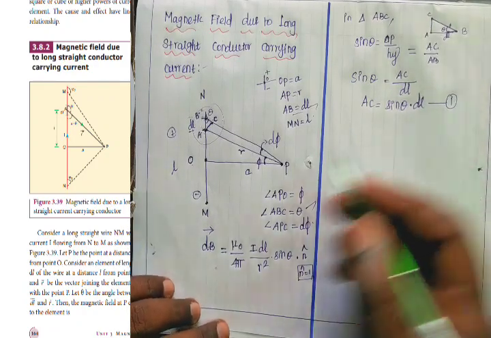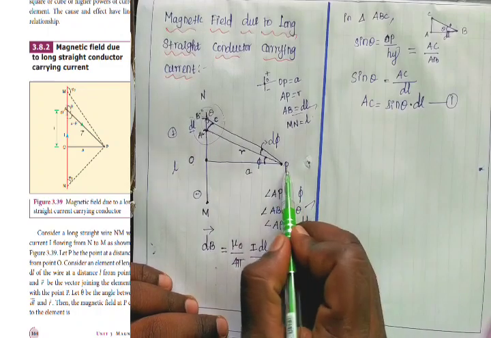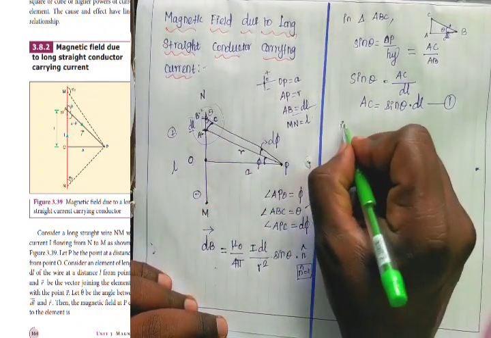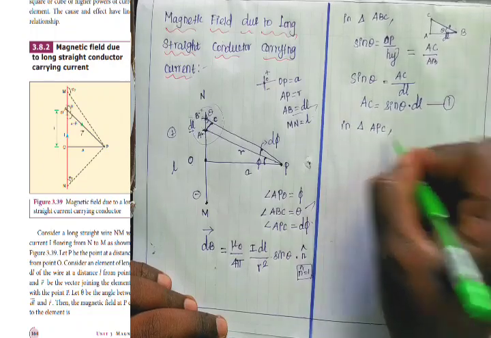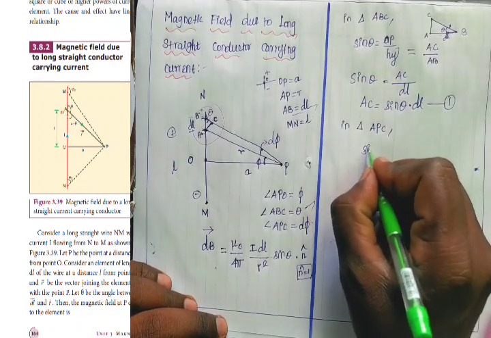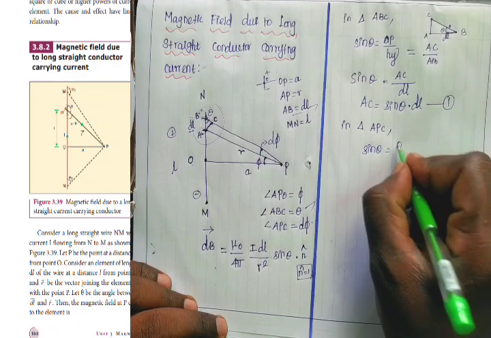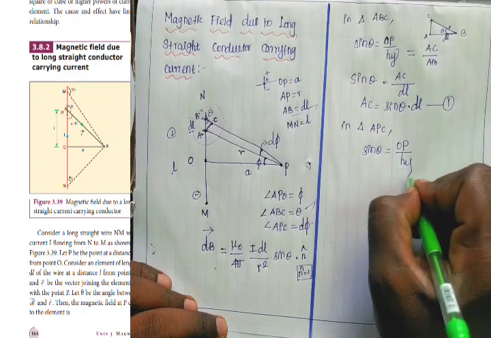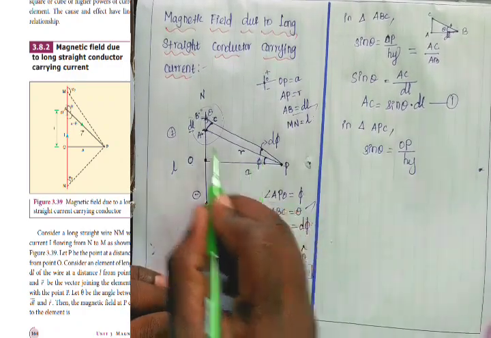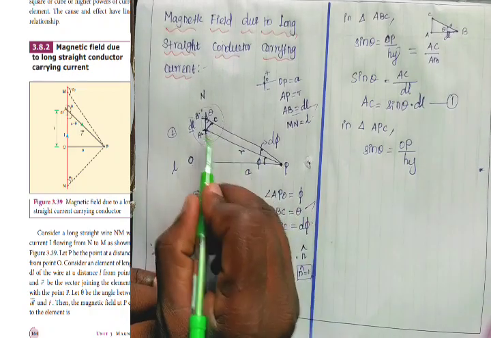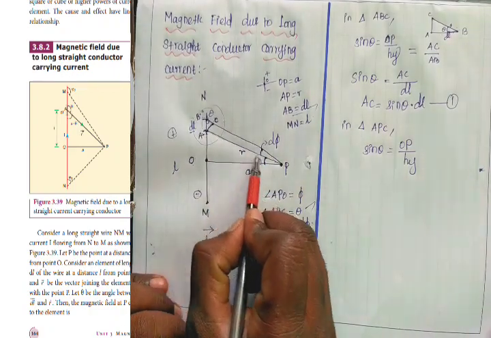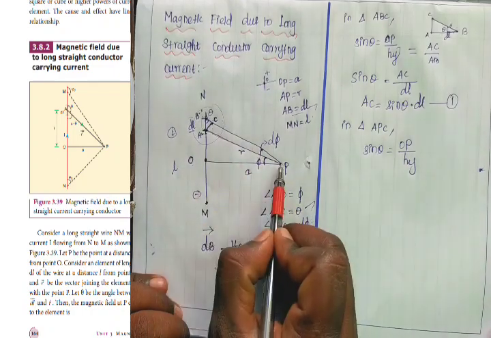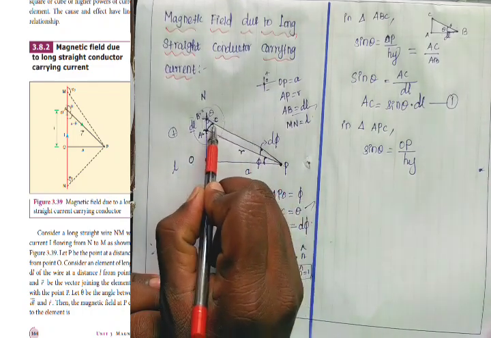Next we move on to triangle APC. In triangle APC, similarly, sin theta is equal to opposite divided by hypotenuse. So this angle APC, this one, B to C.